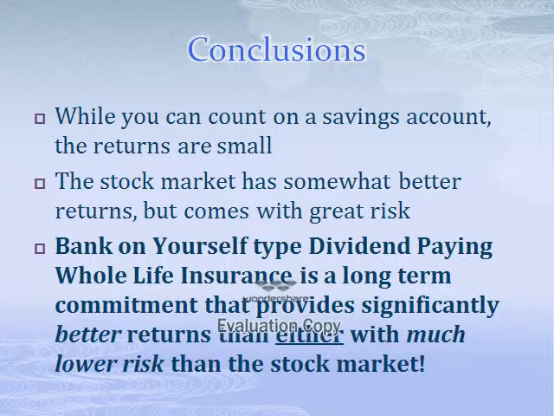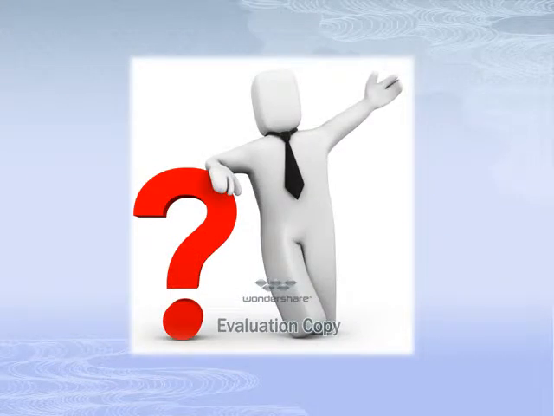In conclusion, it's clear that you can count on a savings account to be safe, but the returns are very small. The stock market may have somewhat better returns than a savings account, but comes with tremendous risk and high volatility. A bank on yourself type dividend-paying whole life insurance policy is a long-term commitment, but one that provides significantly better returns than both a savings account and the stock market, and with much lower risk.